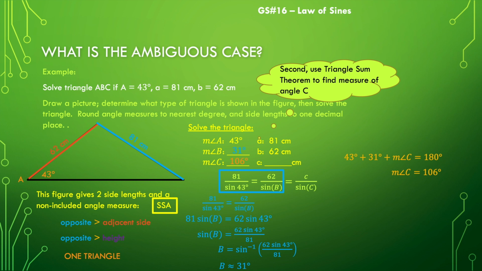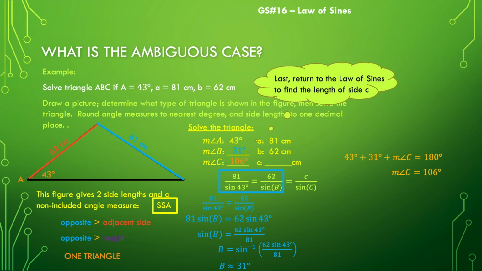Great. And that third side I can find by using the law of sines again, but on the other side of the proportion. So now that I know the measure of angle C, I'll sub that in and I will cross multiply again. So I'll have c times the sine of 43 degrees is equal to 81 times the sine of 106 degrees.